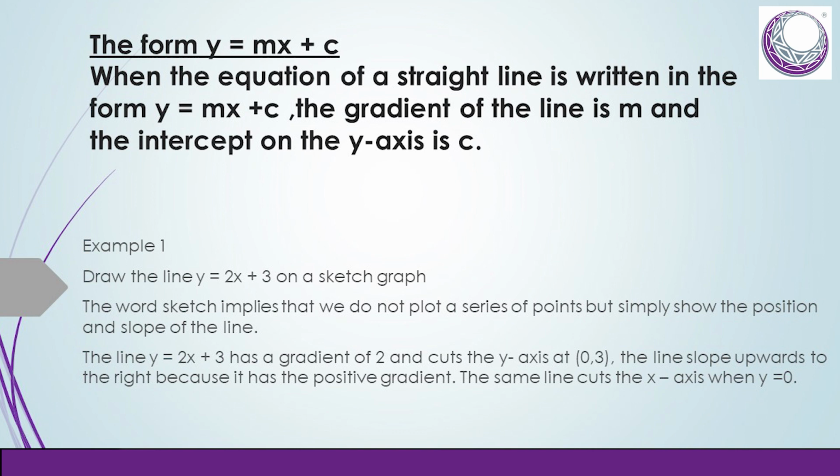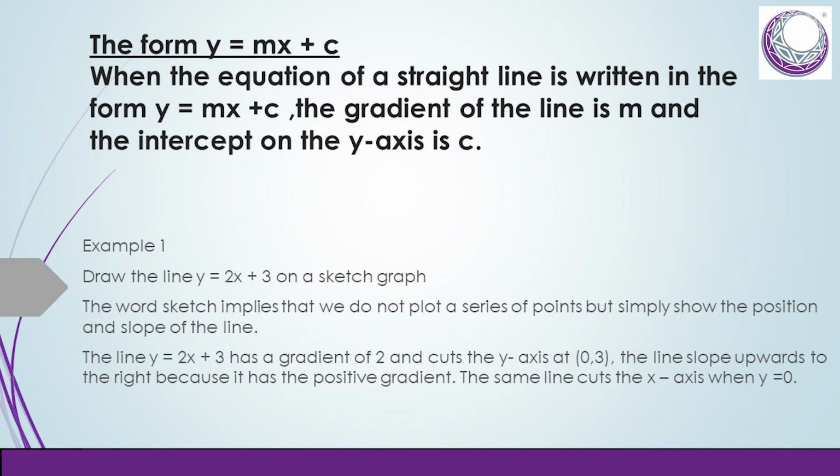Now, for example, I want to draw the line y is equals to 2x plus 3 on a sketch graph. Now, there is a word sketch here. We need to understand what exactly we mean by sketch. The word sketch implies that we do not plot a series of points as we were doing in the first, but simply show the position and slope of the line. Because here I should be able to know that this particular 2 is the gradient of the line, and I also know that this particular 3 is the y-intercept.